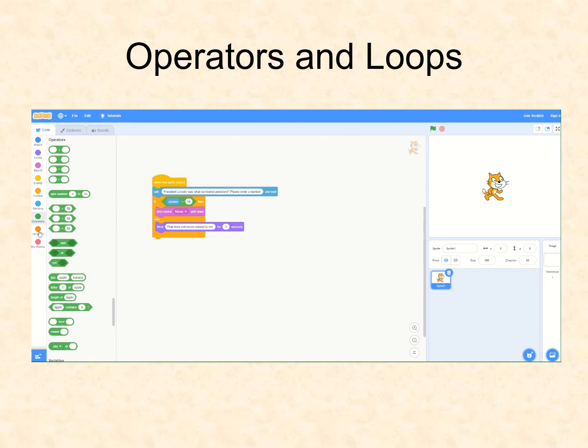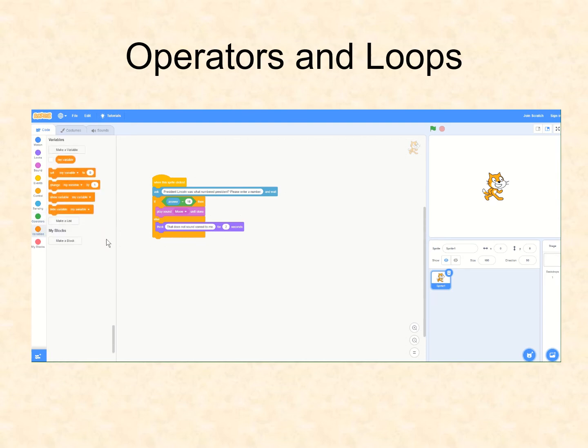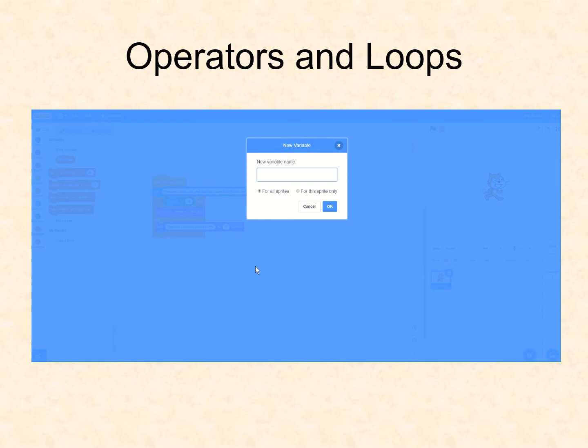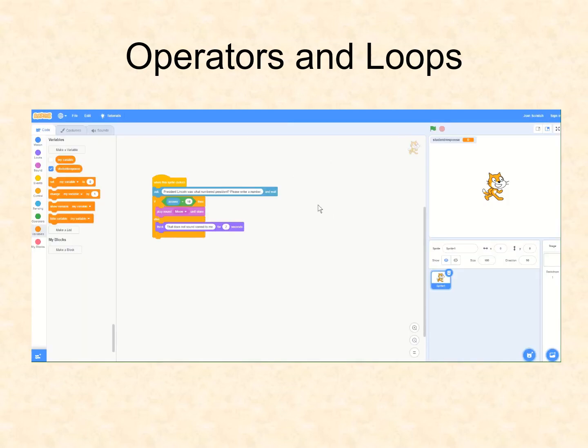So I'm just going to do one more thing. I'm going to create a variable. So right here it says make a variable. Let's say that I wanted to create something called student answer. So let me just go and do it. I'll just say student response and say OK. And now student response is here.